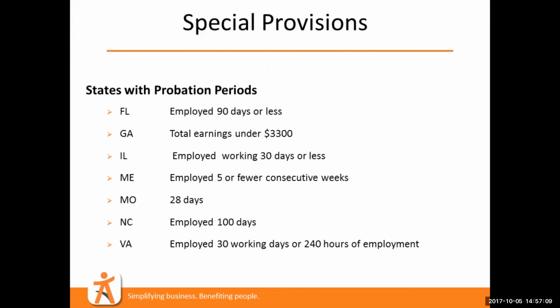In Illinois, it's 30 working days. In Maine, 5 or fewer consecutive weeks. Missouri, only 28 days. North Carolina, if they're employed less than 100 days, and on the claim form, many times that option isn't there. It's one of those things that as an employer, we know to ask for and provide them with the necessary information. And in Virginia, less than 30 working days or less than 240 hours of employment.